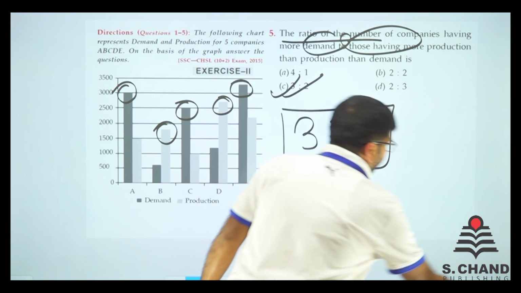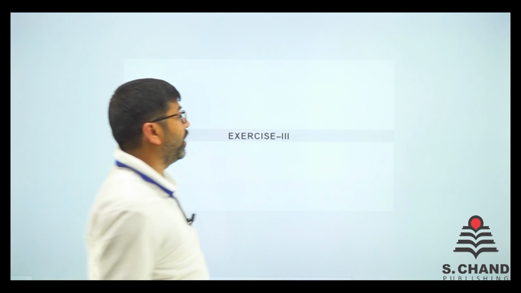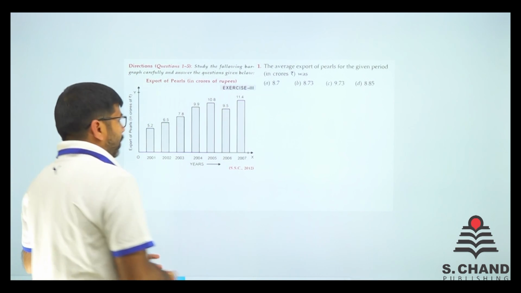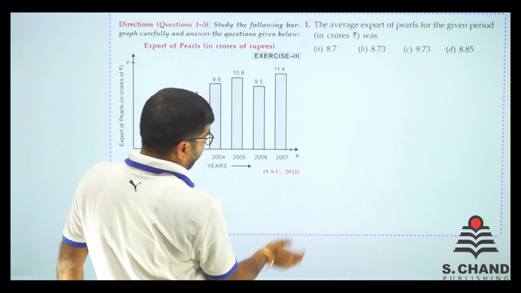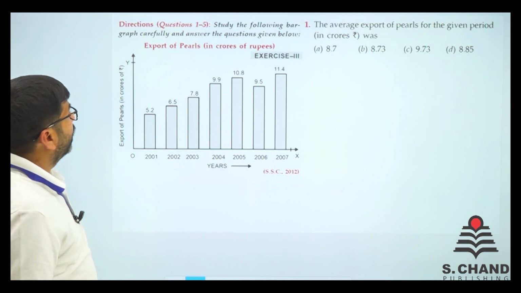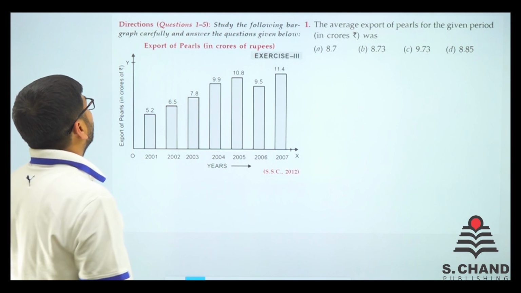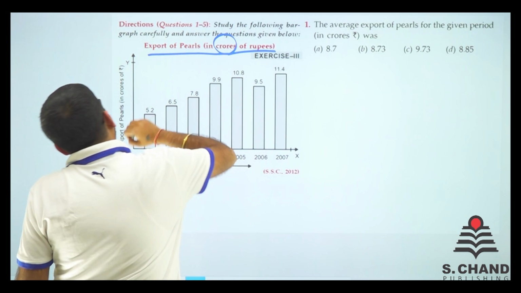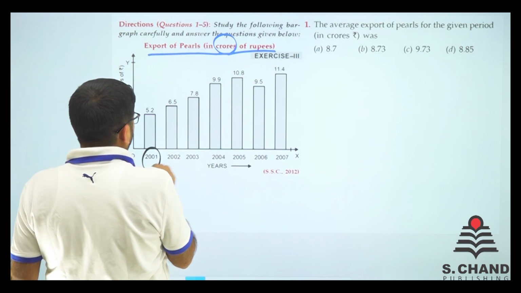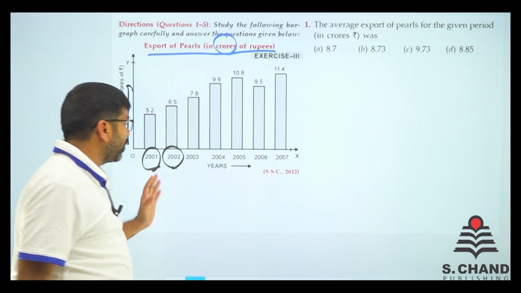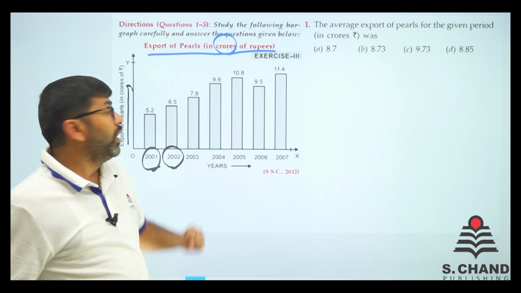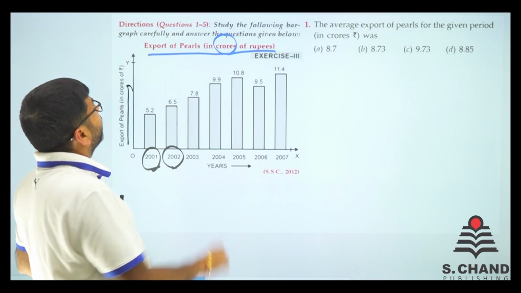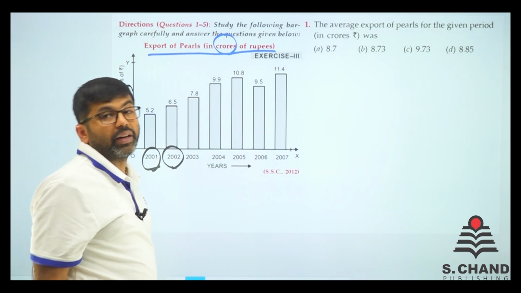So move on to the next exercise, that is exercise 3rd. Let's see. Exercise 3rd के कुछ questions करेंगे हम लोग. Question number 1, a bit different chart we can see. Again, this is from SSC examination. We have the export of the pearls in crore of rupees, and it is the year, sorry. So 2001, 2002, 3, 4, 5, 6, 7. Each year, how many crores of exports of pearl was there? That is given in this chart, that is bar graph.